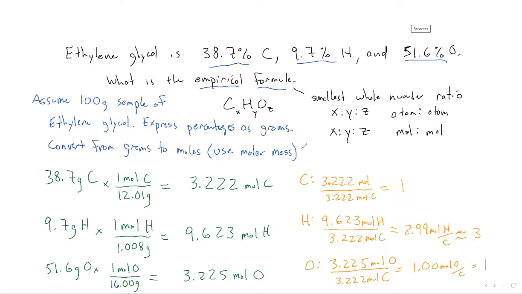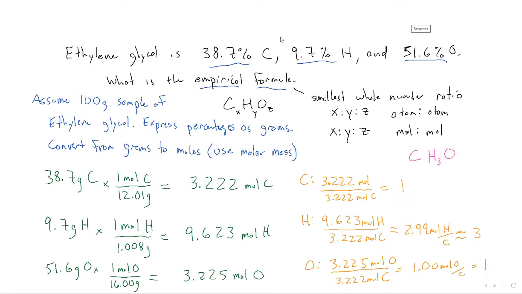All right, so now my empirical formula in pink is CH3O. So the empirical formula is 1 carbon atom to 3 hydrogen atoms to 1 oxygen atom, or 1 mole of carbon to 3 moles of hydrogen to 1 mole of oxygen, 1 to 3 to 1. That's the empirical formula for ethylene glycol.